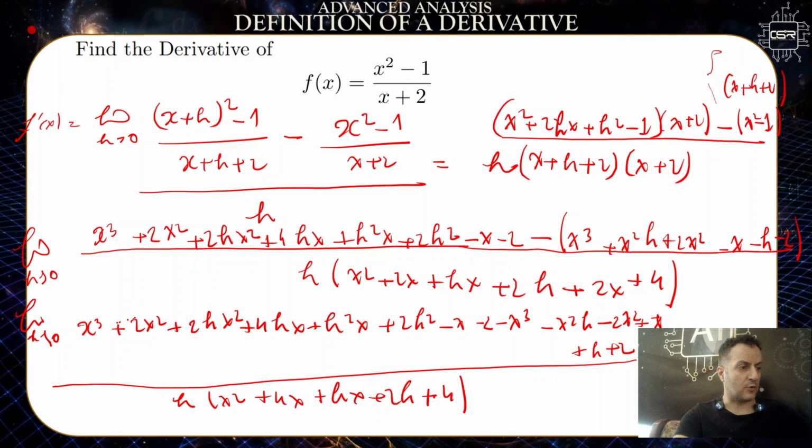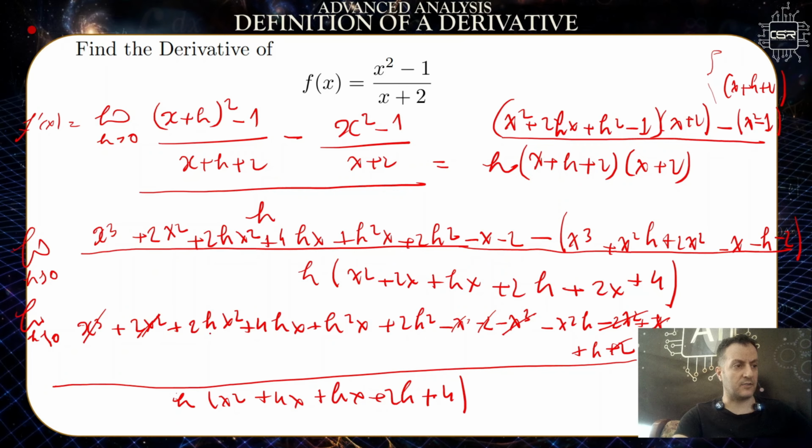Now let us factor out. So you have x3 and minus x3. And yeah, 2x squared and minus 2x squared. Then plus x minus x, minus 2 plus 2. Okay, so you have, yeah. Okay, so all what is left has an h multiplying it, so we can factor out h and h.